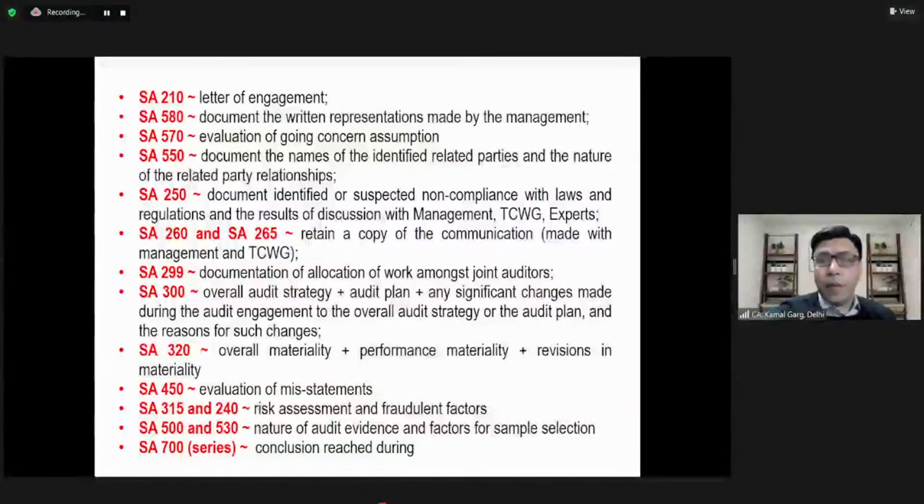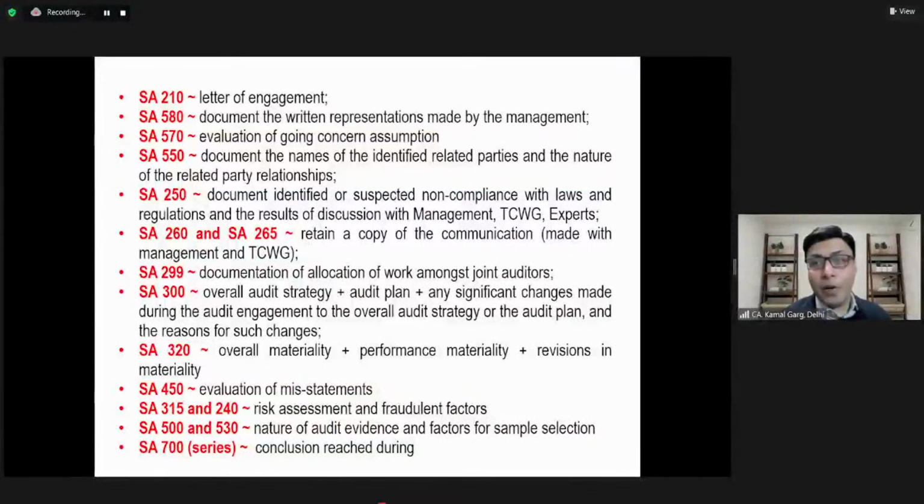So in big companies, say for example, you have 10,000 invoices. You will not vouch and verify 1,000 invoices or 10,000 invoices. You will vouch a few invoices. When you are vouching a few invoices out of the totality, that becomes a sample. So how to do sample selection, what sample size you are allocating, that is required to be documented by virtue of SA number 530.